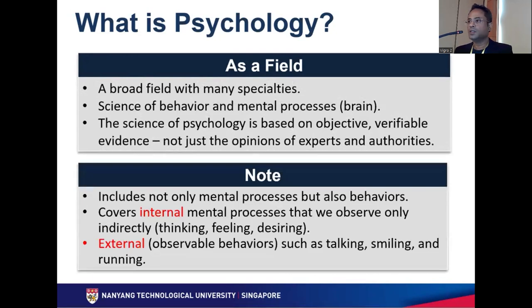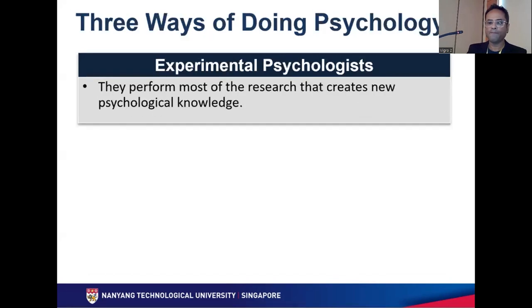What to note is that it includes not only mental processes, but also behaviors. So it covers internal mental processes that we observe indirectly, such as thinking, feeling, and desires, or external ones that are very evident from talking and smiling. For example, when you like some post, that is very explicit evidence that you like something.